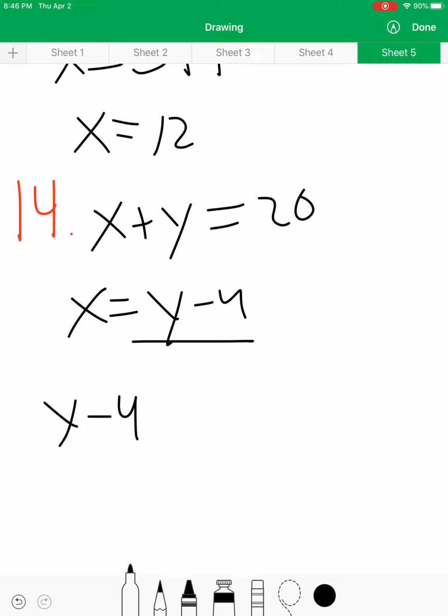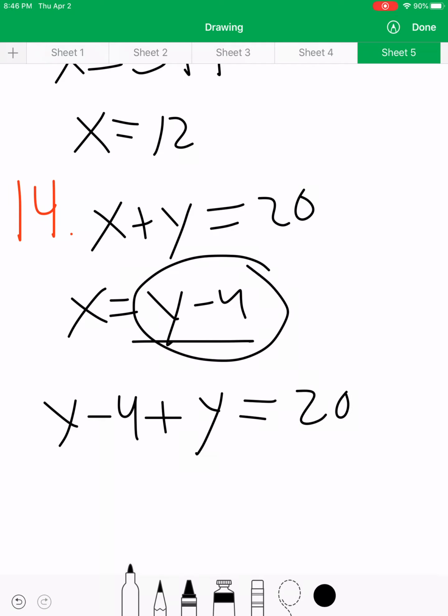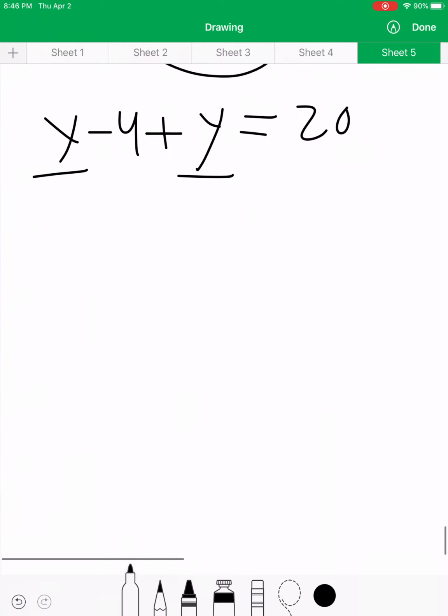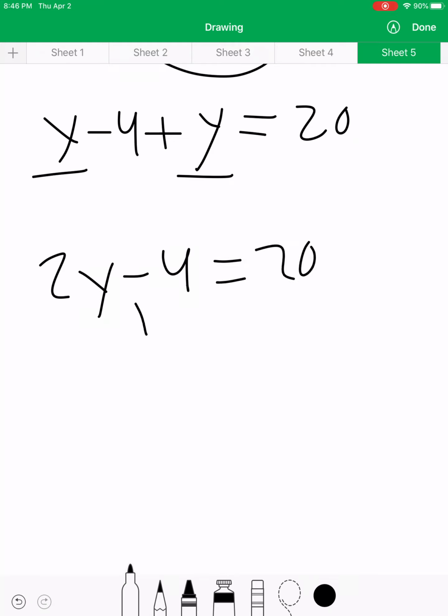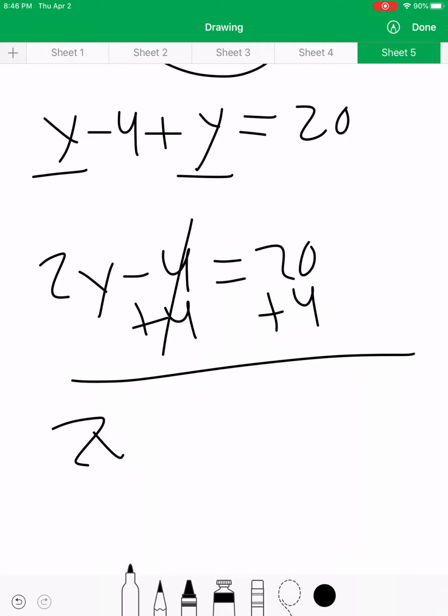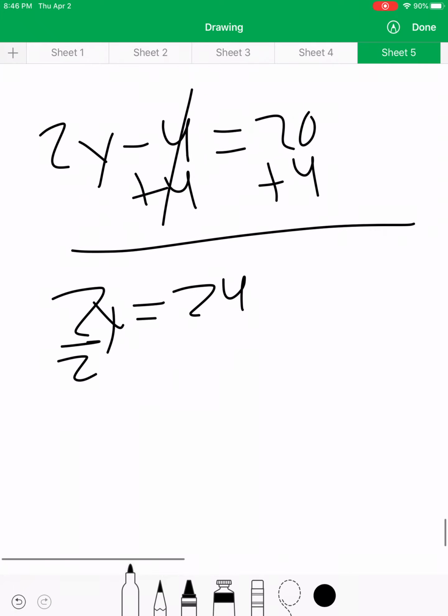Y minus 4 plus y equals 20. All I did is I take this and I put it right there, guys. All right, combine your y variables. I have 1 here, 1 here. Both of them have an unwritten coefficient of 1, so that becomes 2y minus 4 equals 20, plus 4, plus 4, those go away, 2y equals 24, therefore I divide by 2, y equals 12.